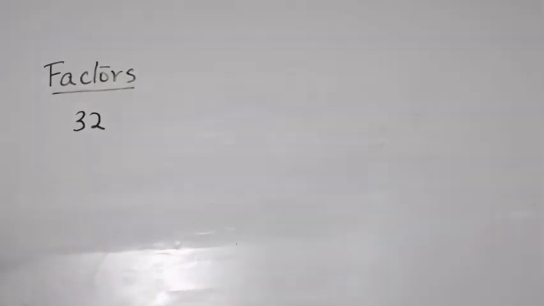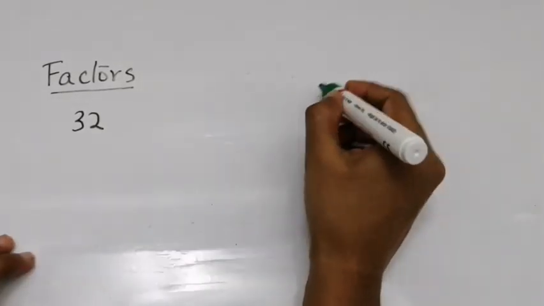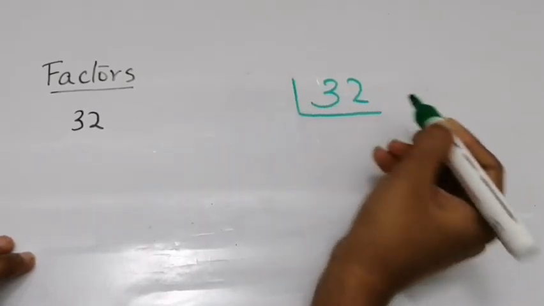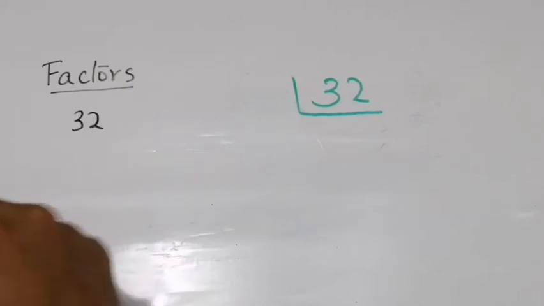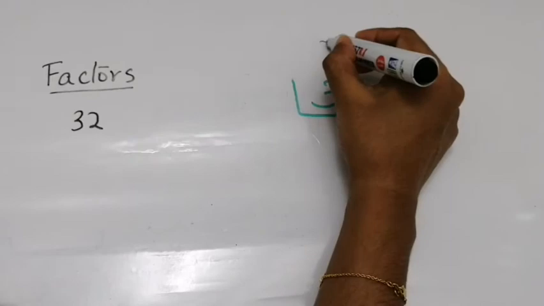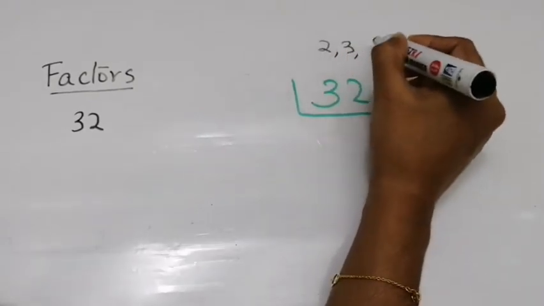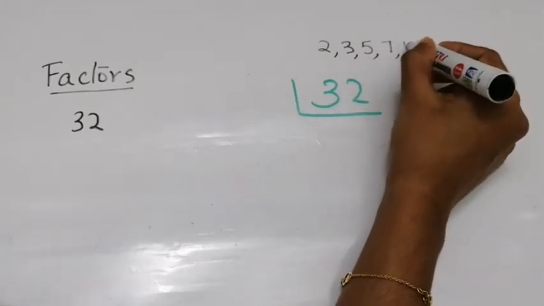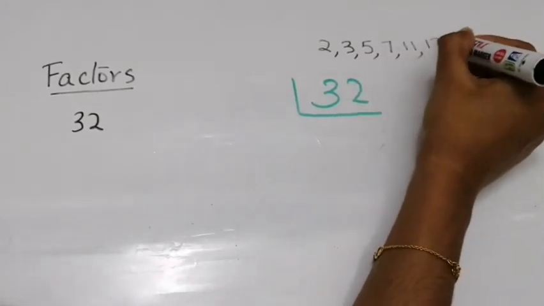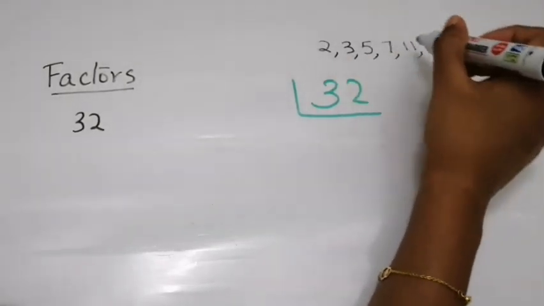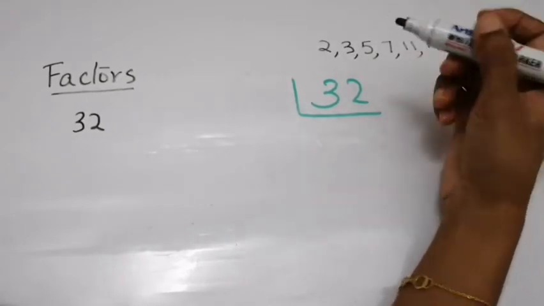So see how we are going to do this one, number 32. Okay, so I'm writing the number here, 32, and this is how you have to do to find the factors. 32 will go in whose table? So you know which are prime numbers. Prime numbers are 2, 3, 4 is not a prime number, 5 is a prime, 7 is a prime, then comes 11, 13. Prime numbers means the numbers who go in one's table and the number itself.